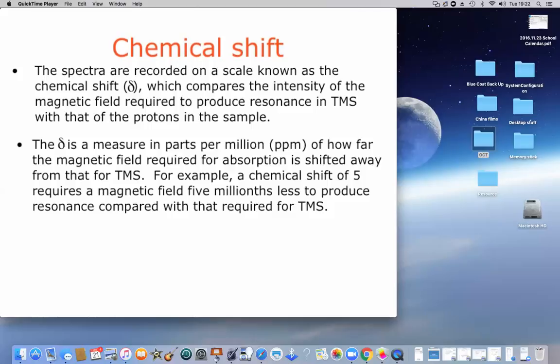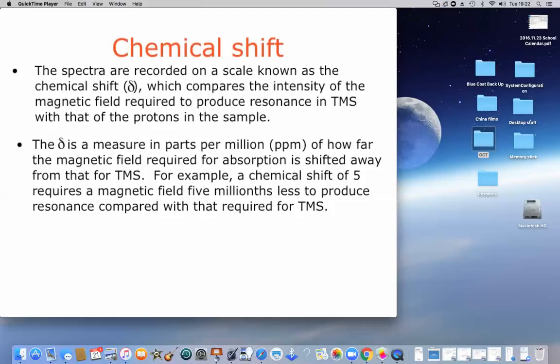Okay, question coming through. Why is TMS needed? Can you do NMR spectroscopy without it? You can, but chemical shift gives you important information on the proton environment, and without TMS, you have nothing to compare with. By comparing the position with TMS, you can determine information on the proton environment, and we'll look at some examples of that in a moment.